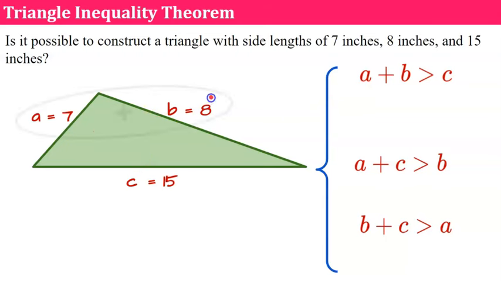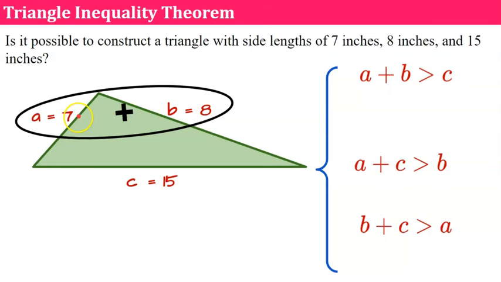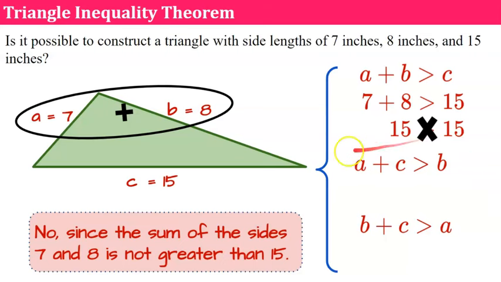And we're going to start with A and B. So in order for this to be a triangle, 7 plus 8 must be greater than 15. 7 plus 8 is 15. 15 is not greater than 15. Therefore, no, these sides would not form a triangle because 7 and 8 would collapse down and be the same length as the third side, so not greater than.